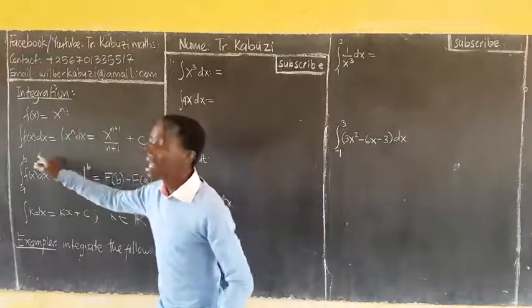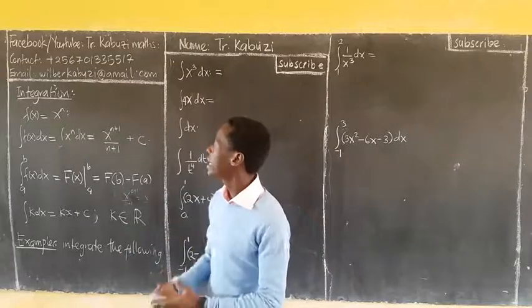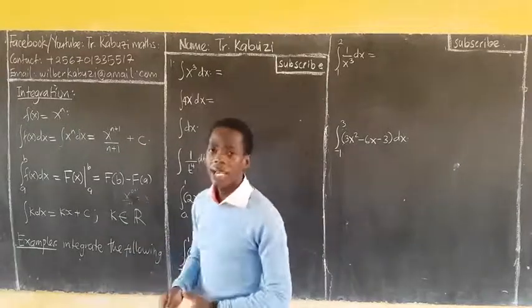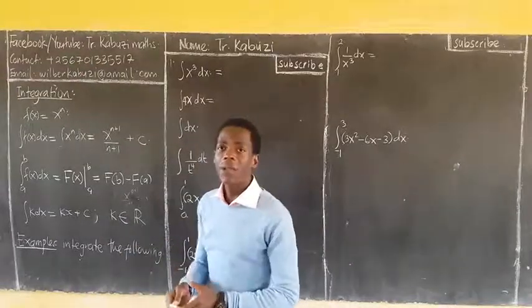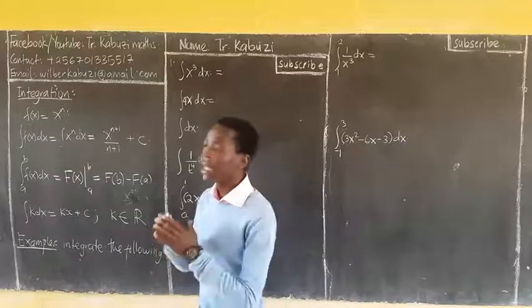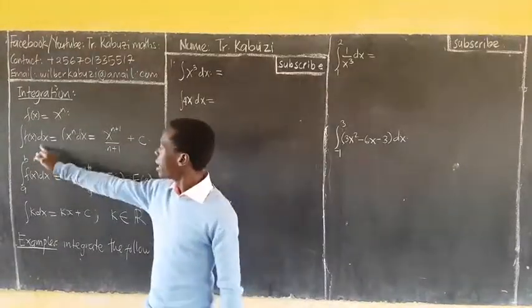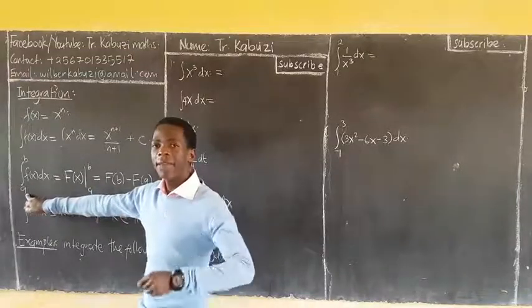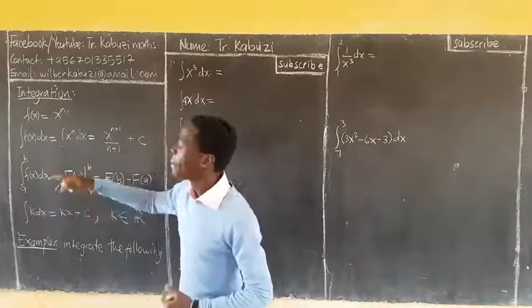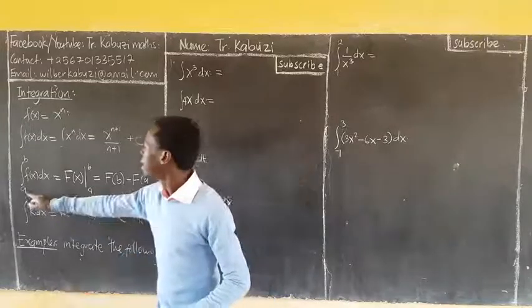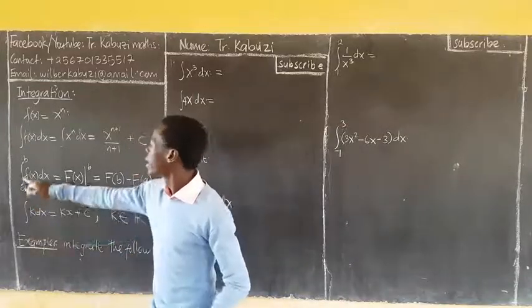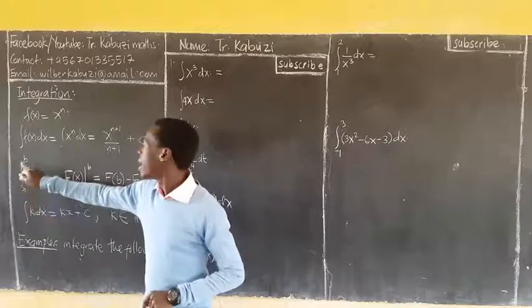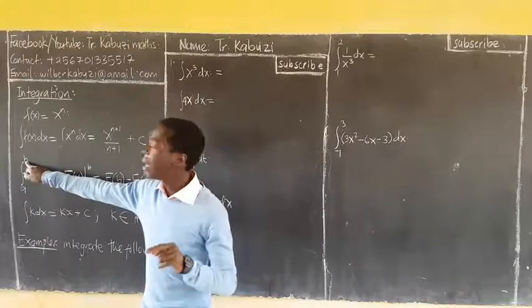Why? Because whenever we have indefinite integrals, we put a constant of integration. Indefinite integrals are integrals without limits. Now, when you come to the next one, this one is called a definite integral. Why? Because it has limits. These are what we call the limits. This one is called the lower limit, and this one is called the upper limit.